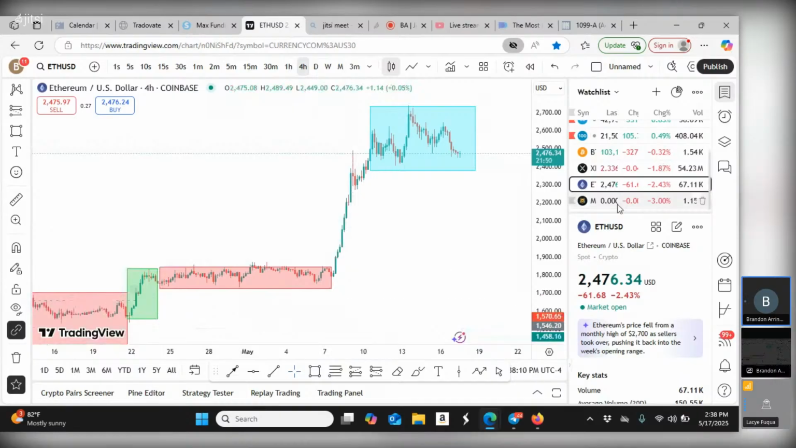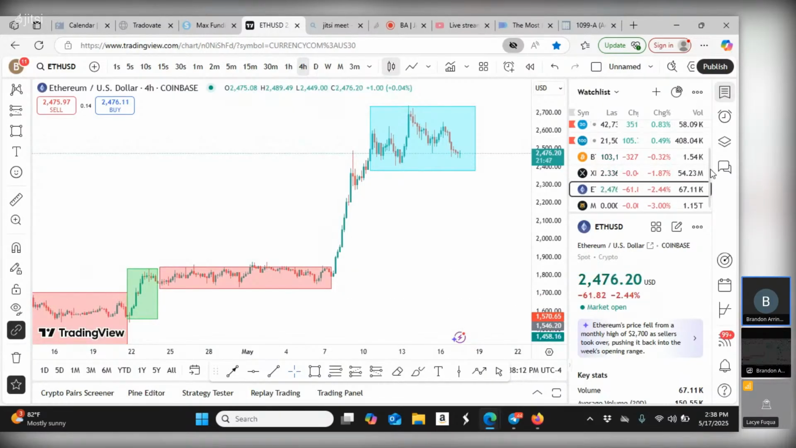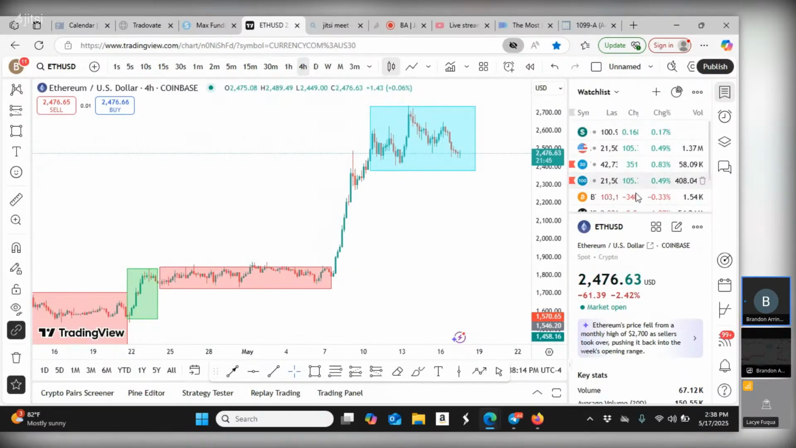But it don't matter what you trade. Everything moves like how I've been showing you with this premium and discount, and what type of accumulation you see on that smaller time frame. Let's see which one. Let's go to the Nasdaq.